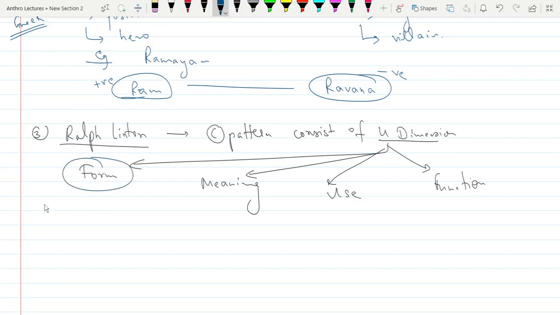Now, form represents a structural component of a pattern. If a pattern is there in a culture, it will have a definite form of structure, and this structure may be perceived by our senses, or it may have an objectively defined structure. So it can be said it is perceived by the senses and objectively described.